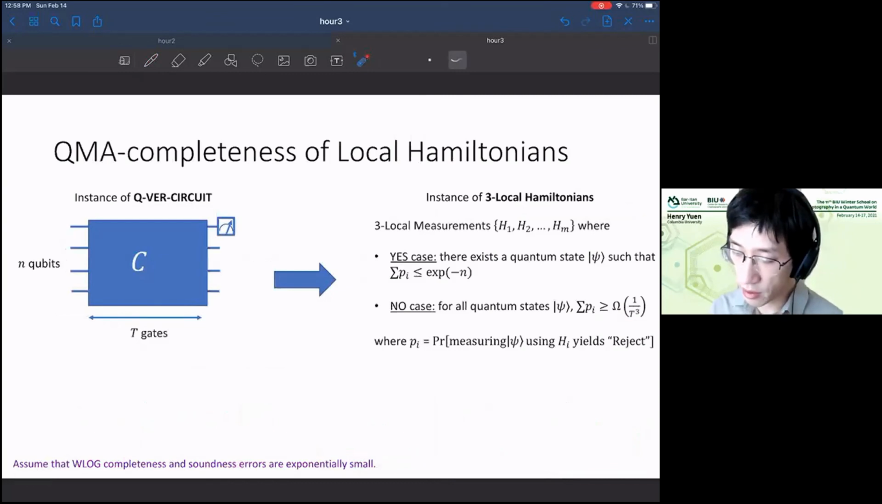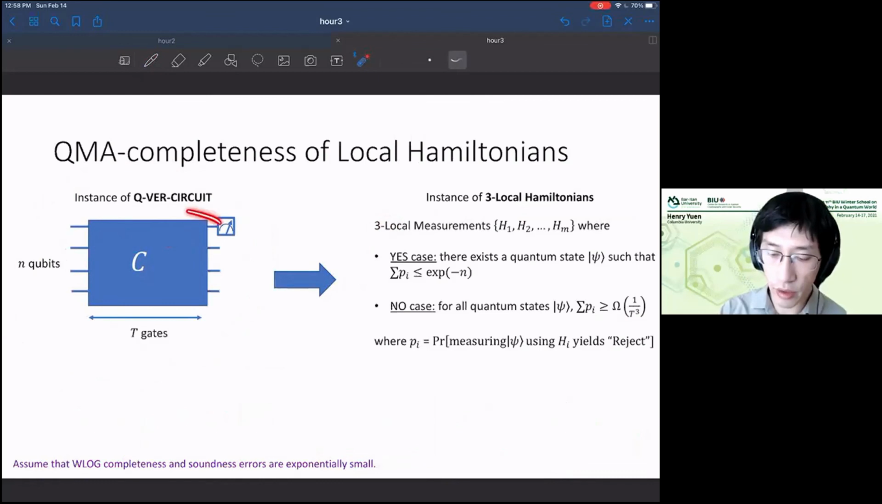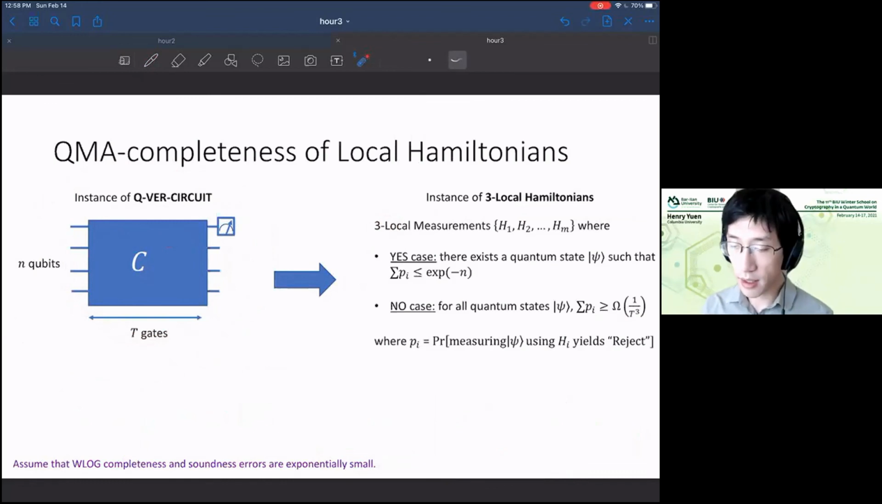And so it's QMA complete. That means I can transform any instance of this Q-ver circuit problem. I have a verifier circuit, and I can transform it into an instance of the local Hamiltonians problem. I have these collections of measurements such that if we were in the yes case for this verifier circuit, meaning that there is a quantum proof that is accepted with high probability, then we're in the yes case for the local Hamiltonians problem. But we also map the no case to the no case.